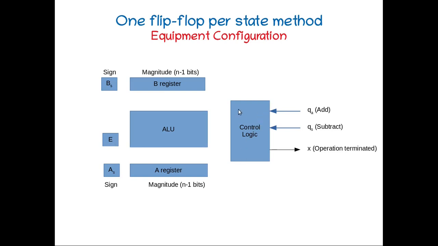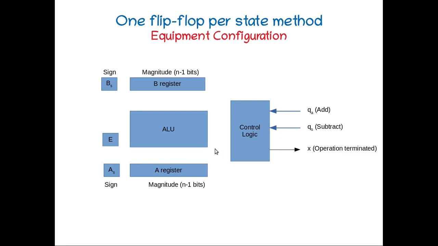Okay. Then this part is the control logic part. This we have to design, and inputs to the control logic are two inputs. They are external inputs, coming from external circuits. One is QA and the other is QS. If QA is equal to 1, that indicates an addition to be performed or initiated. If QS is equal to 1, that indicates a subtraction is to be performed or initiated.